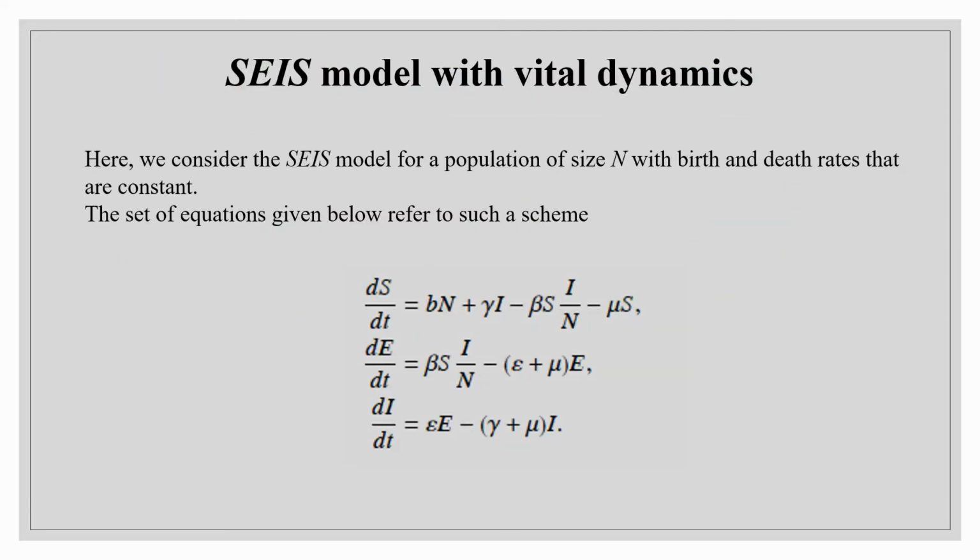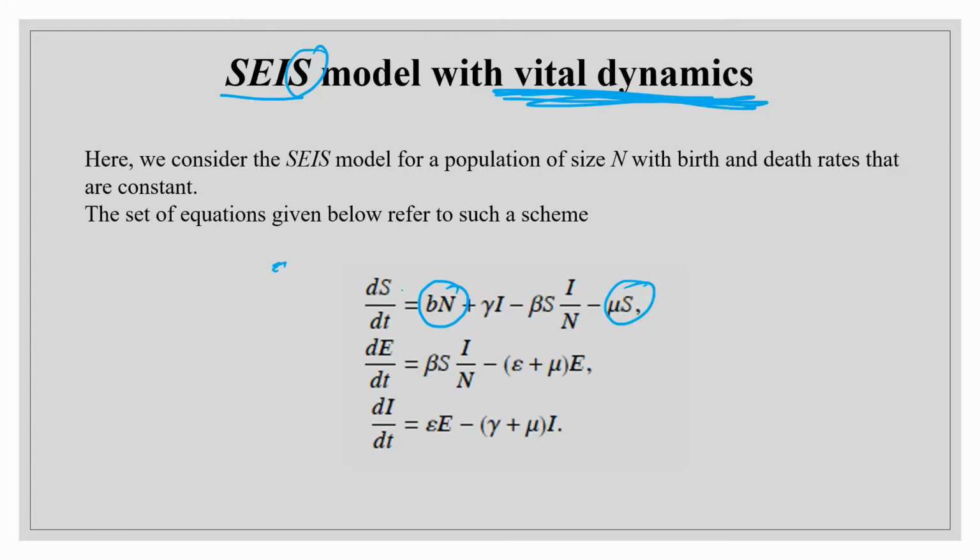So here is one last model which I want to show, that of SEIS. That means here I have this extra component S, and over here I have written "with vital dynamics". Now what does vital dynamics mean? It means I now have birth and death also incorporated in my system. Now I have not closed the system, but it is allowed that we can have birth and death.